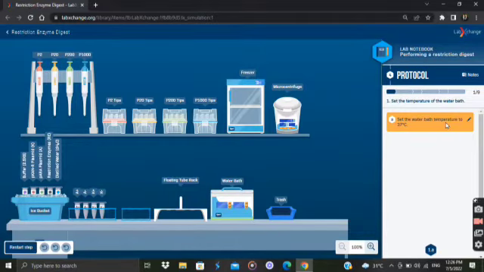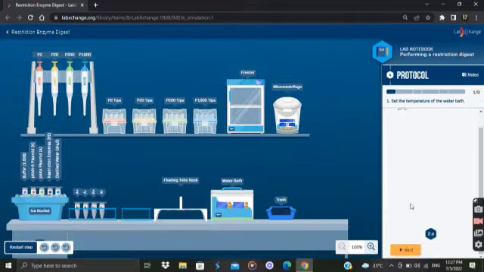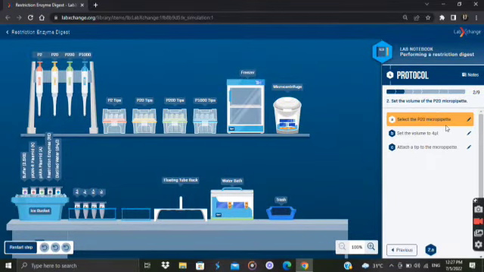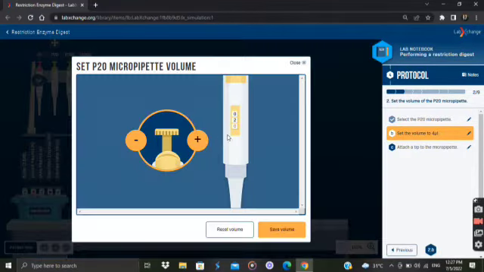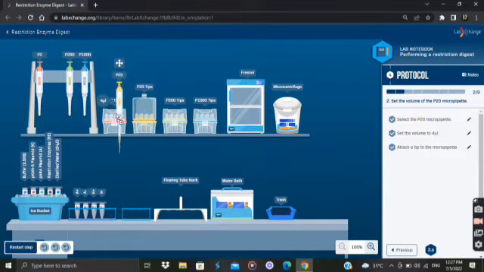First, set the water bath temperature to 37 degrees Celsius. Next, select the P20 micropipette. Set the volume to 4 microliters. Save. Attach a tip to the micropipette. So we are going to attach a P20 micropipette tip.